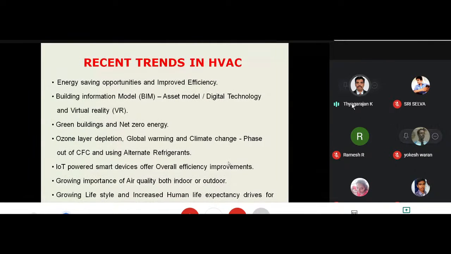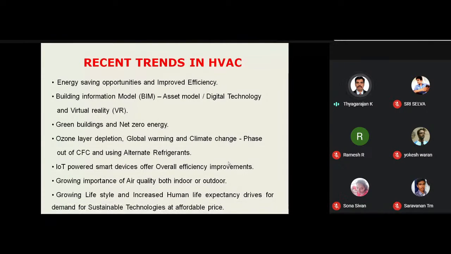Okay. The building information model is very important, as I said. With the help of virtual reality, we can see physically how the building looks, how the air conditioning system is, and what all the systems are inside the building. So the building information model is very important, and this is going on.